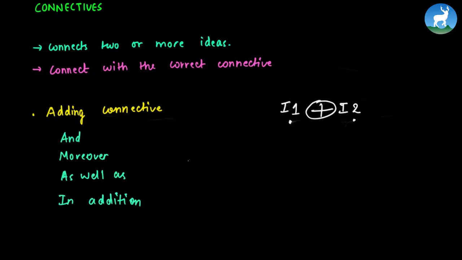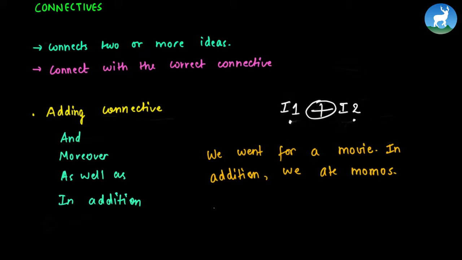For example, we can say, we went for a movie. In addition, we ate momos. So this is about having fun. We went for a movie is one sentence and we are connecting it to we ate momos. You can also use other adding connectives like and, moreover, as well as. So you can say, we ate momos as well as pizza. So we're connecting two sentences.